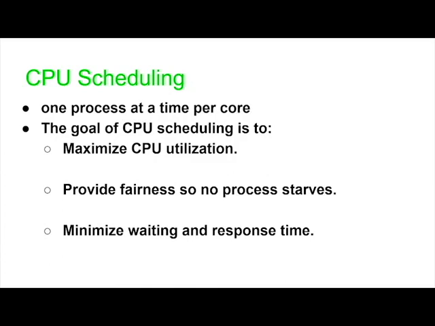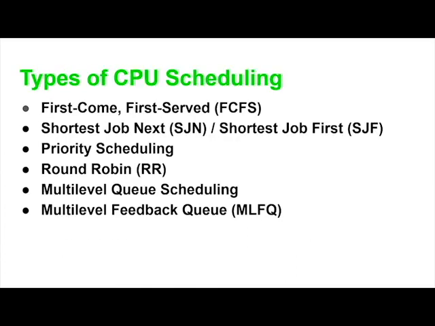The goal of CPU scheduling is to maximize CPU utilization. It also provides fairness, so no process stalls. It also minimizes the response time and the waiting time for each process or task. There are different types of CPU scheduling. We will see each scheduling type one by one.